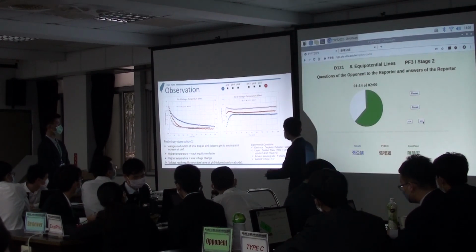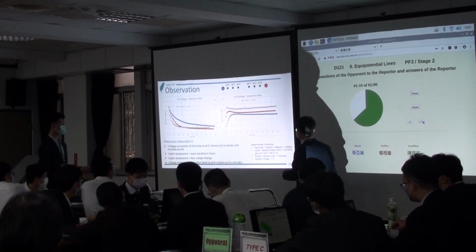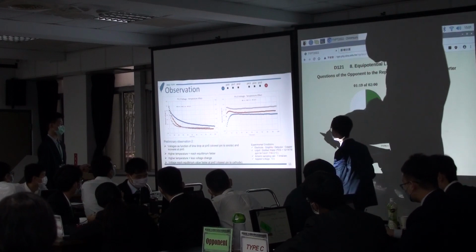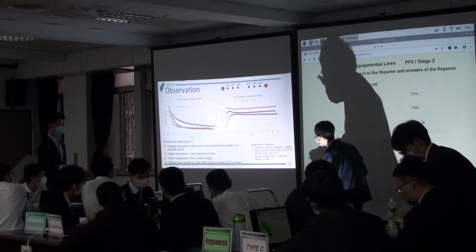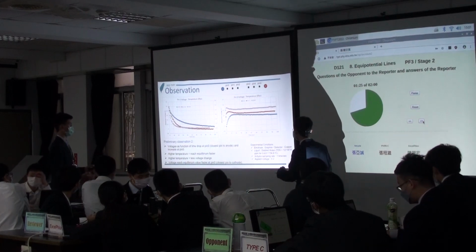Could you explain what TDS is? Oh, TDS stands for total dissolved solids. So it is a measurement of how much ion is dissolved into our tap water.